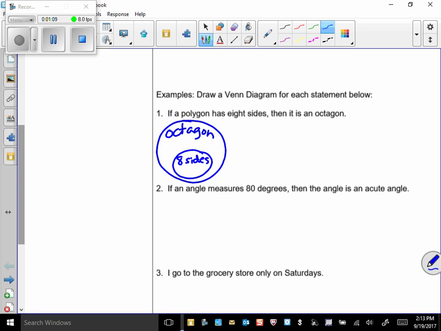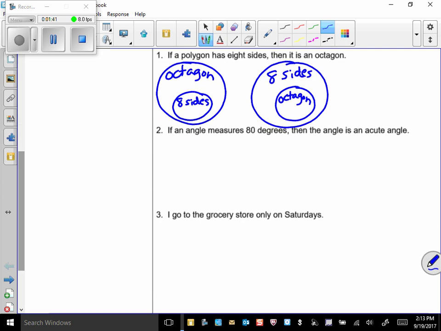How about that though? Is the converse of that statement true? If a polygon is an octagon, then it has 8 sides? I believe so. This is one that we could write as a biconditional, right? A polygon has 8 sides if and only if it is an octagon. So I think this is one that we could have drawn either way and had it be correct. That's not always going to be the case though, right? Remember, the conditional and converse don't typically have the same truth value, but if they do, you could write a biconditional and you could draw your Venn diagram either way.